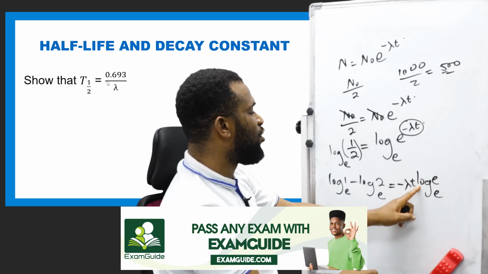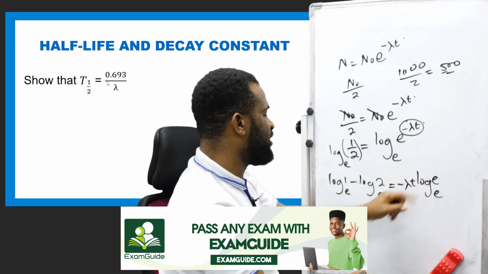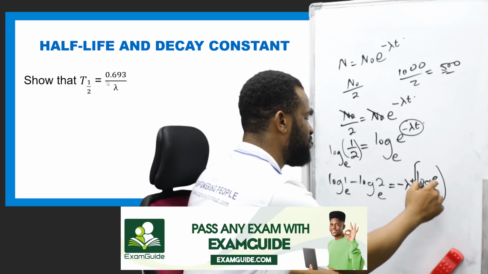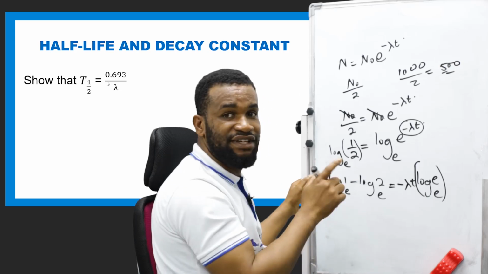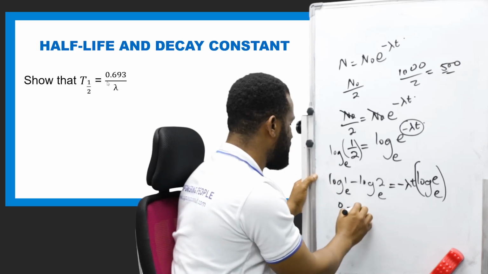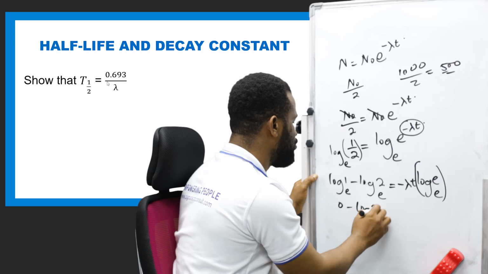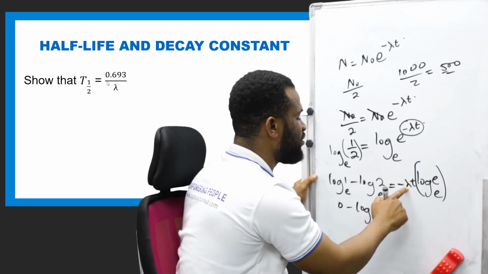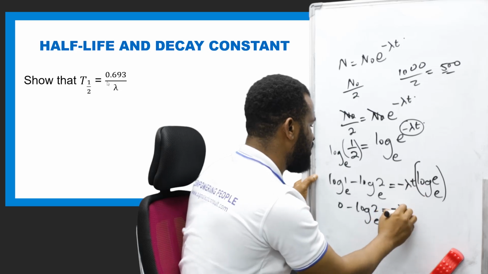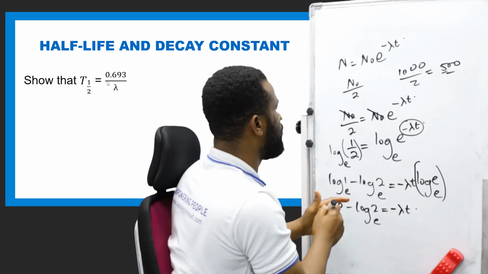Now remember, log to each base is what? Is 1. So everything here is going to be 1. So log 1 to any base is 0. Therefore, this is 0. We have minus log 2 base e is equal to, everything here is 1. Minus lambda t times 1 is also minus lambda t. So what do we have left?